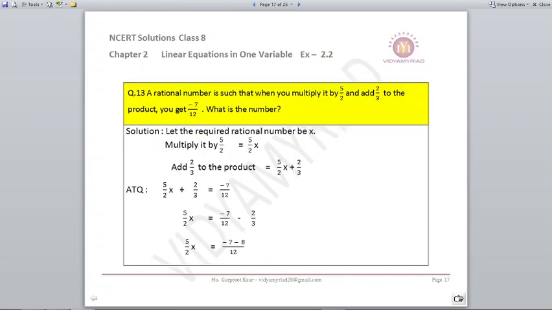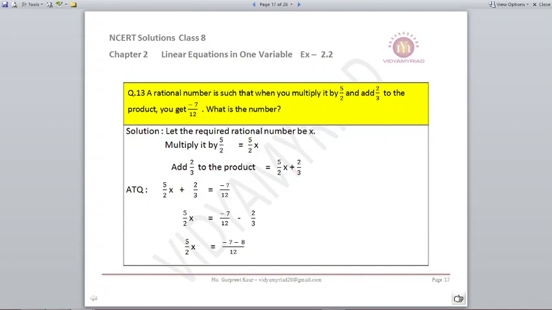Question number 13. A rational number is such that when you multiply it by 5 upon 2 and add 2 upon 3 to the product, you get minus 7 upon 12. What is the number? We don't know the number. So let the number be x. Let us read again. Multiply the number with 5 by 2. So what is my number now? 5 upon 2 x. And add 2 upon 3 to it. So 5 upon 2 x plus 2 upon 3. You get minus 7 upon 12. That is, after the equals sign, you are getting the answer minus 7 upon 12.